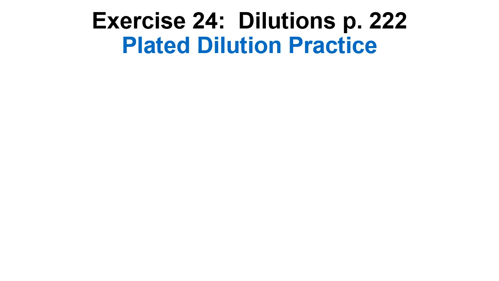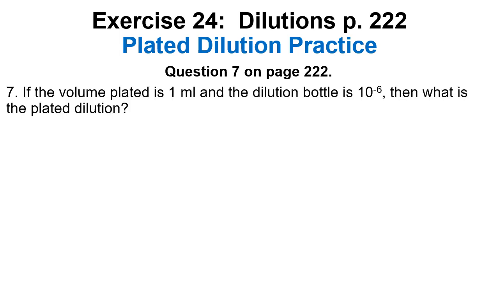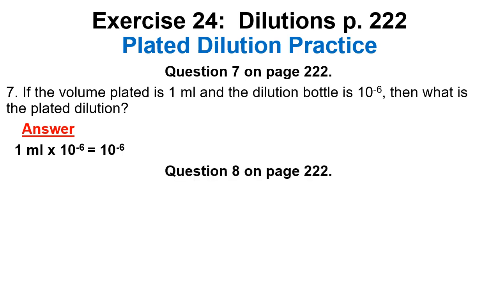Dilutions, page 222, plated dilution practice problems. Question 7 on page 222. If the volume plated, so our pipetted, is 1 milliliter and the dilution bottle is 10 to the negative 6, then what is the plated dilution? So we'll use our same formula and get our answer. 1, which is the volume plated, or pipetted, times 10 to the negative 6 is still 10 to the negative 6. So that's how much is in our plate.